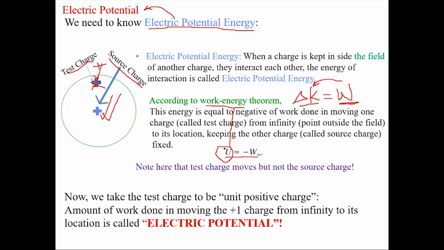So you could simply put delta U here. Change in potential energy is equal to the negative of work done. Here, the change in kinetic energy is the work done. Here, the change in potential energy is the negative of work done. So we have two work energy theorems. This is work energy theorem one. This is work energy theorem two. Remember this negative sign here. When you talk about change in potential energy, you have the negative of work done. When you talk about change in kinetic energy, it's simply the work done.